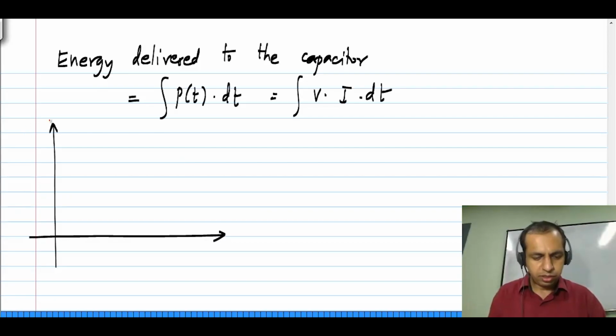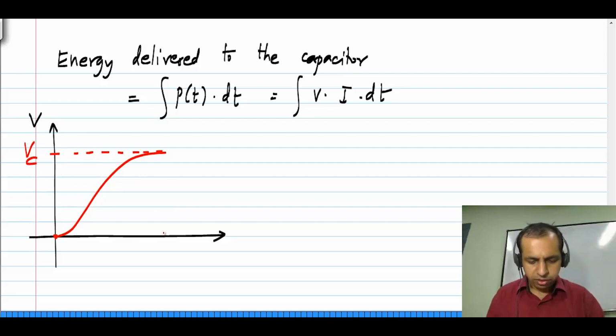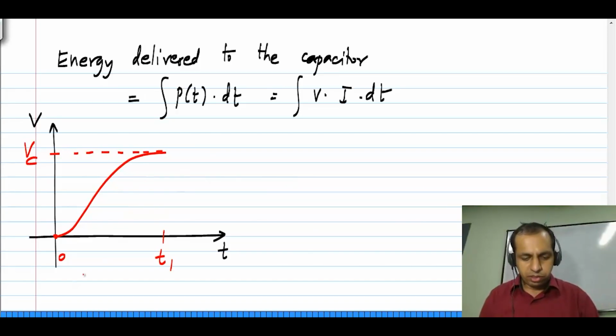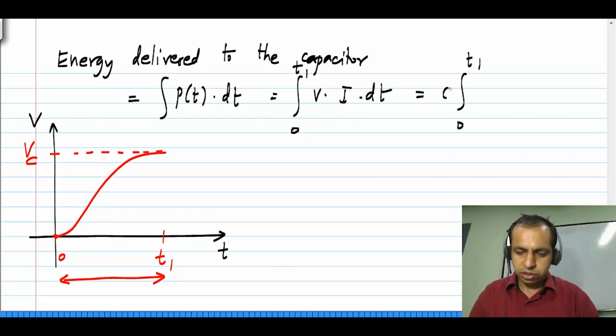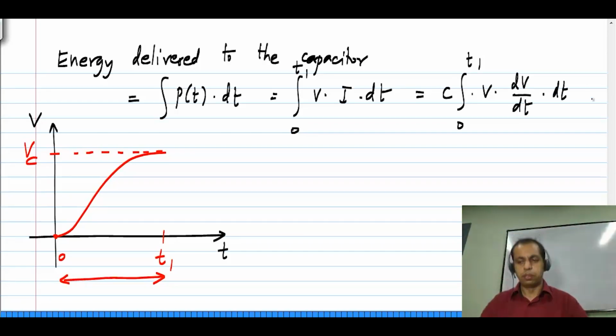And let's imagine that the voltage across the capacitor changes from 0 to some value Vc in a time from 0 to t1. So the horizontal axis is the time axis, and we want to find the power delivered to the capacitor in this interval 0 to t1. So we have to carry out this integral from 0 to t1. So this is nothing but the integral from 0 to t1 of C times v times the time derivative of v with respect to time.